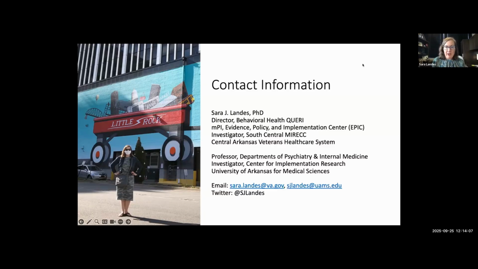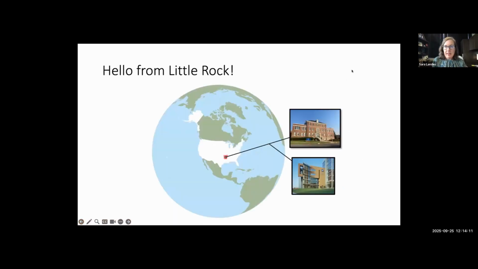I am in Little Rock, Arkansas, which is, in case you have no idea where that is, in the US. Arkansas is that little red state. We are in the mid-South, and I'm in Little Rock.